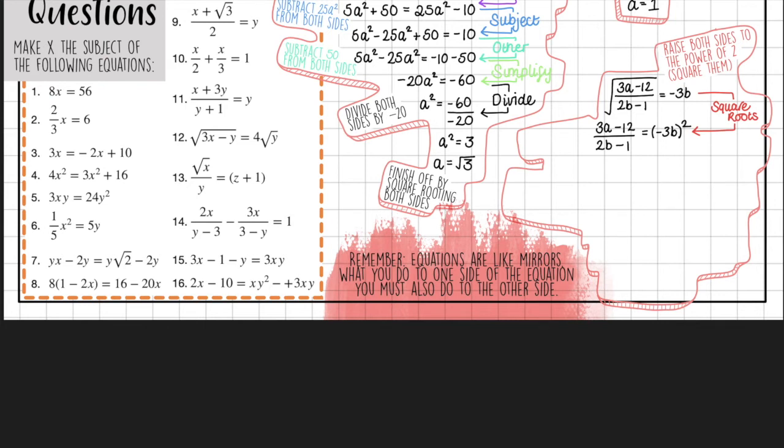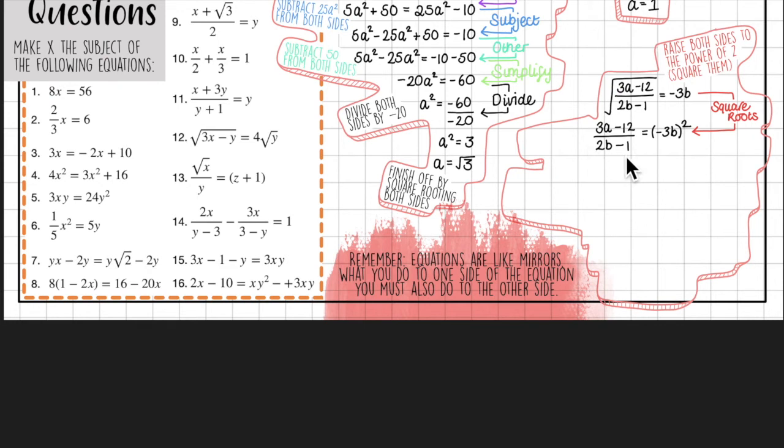Therefore, to get rid of this square root, what we need to do is square it. So here we go. We've raised both sides to the power of 2, i.e. we've squared them. Therefore, we can get rid of this square root here, but this side is now squared. The next step on rearranging is sorting out fractions. We need to get rid of this guy. So what's happening here is 3a minus 12 is being divided by 2b minus 1. If we don't want it to be divided by 2b minus 1, what do we need to do? Well, we need to times by 2b minus 1, i.e. if you had 2b minus 1 up here and 2b minus 1 down there, they cancel out.